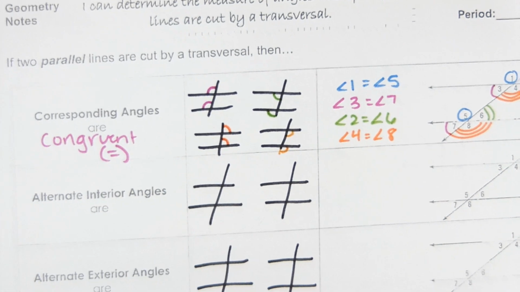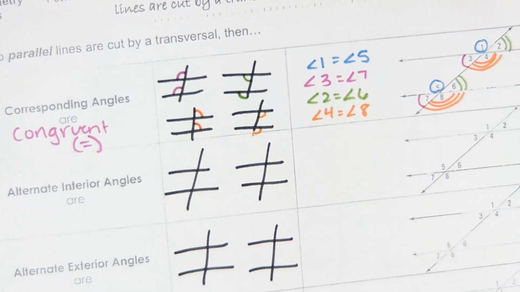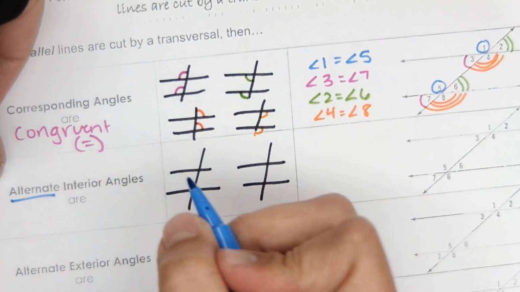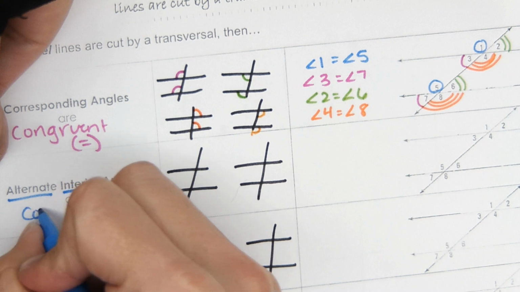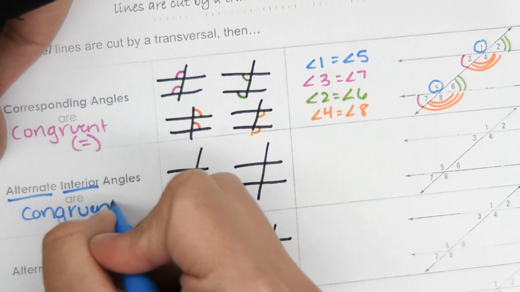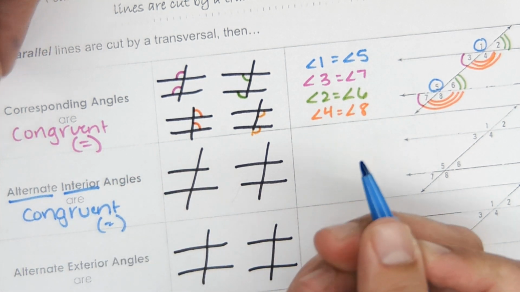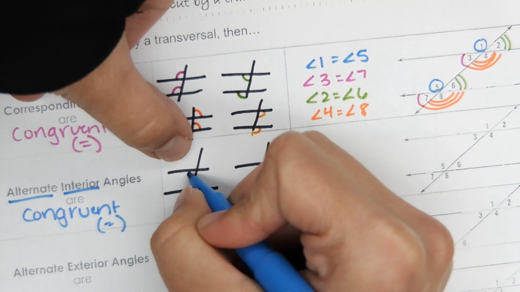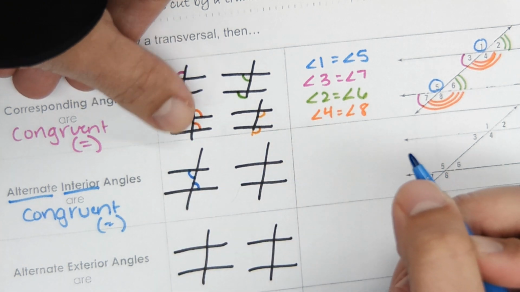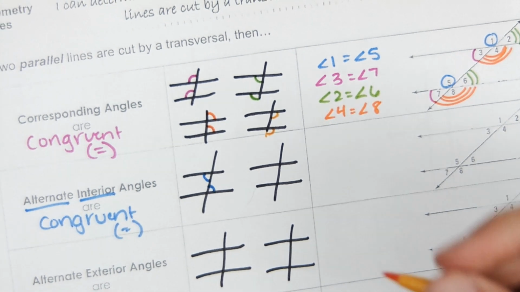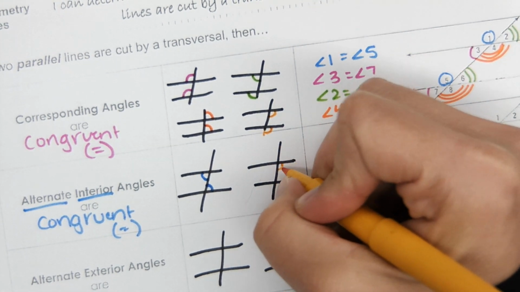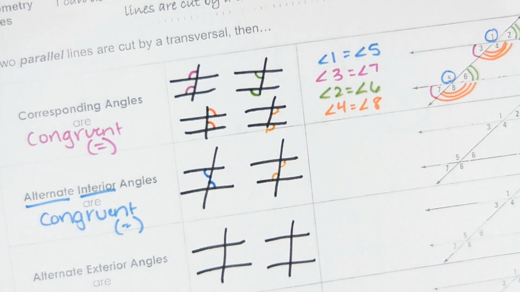Okay, then we have alternate interior angles. Alternate, meaning alternate sides of the transversal on the interior of the parallel lines, and alternate interior angles are congruent to each other as well. So they are equal to each other. So an example of alternate interior would be this angle and this angle. Alternate sides of the transversal on the interior of the parallel lines, or this angle and this angle, alternate interior.